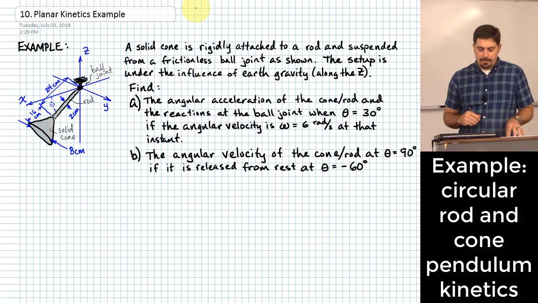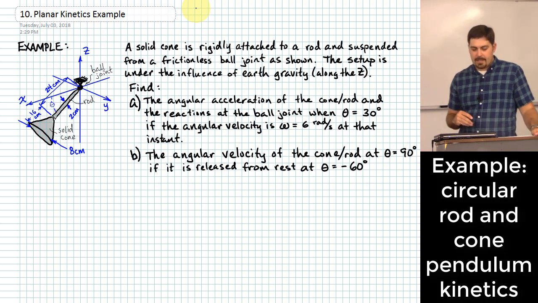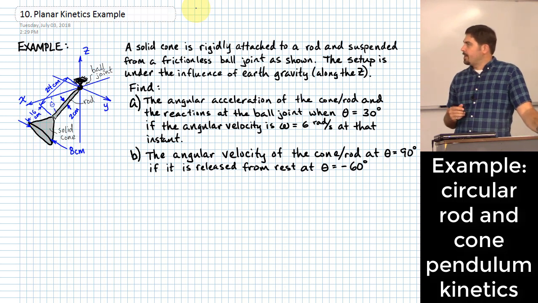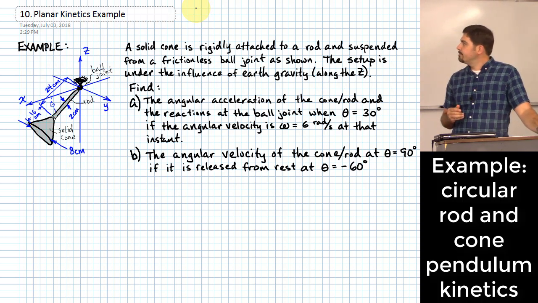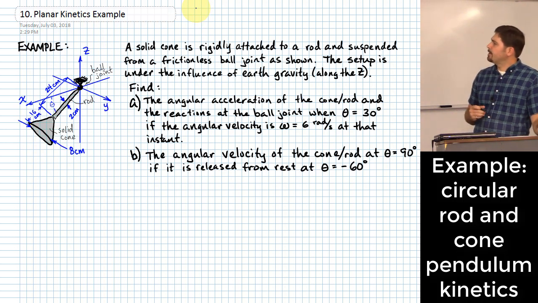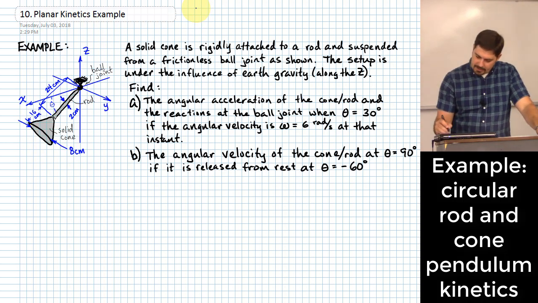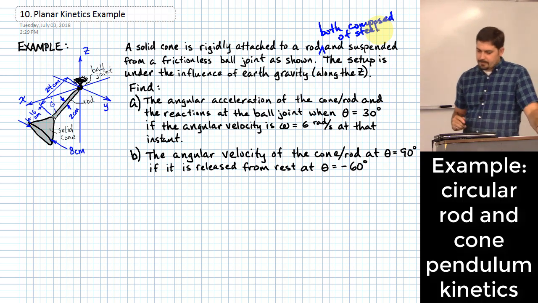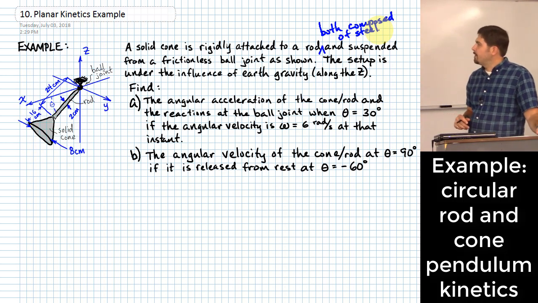Here's our example problem. It might take you a second to digest what I'm saying here, so let me talk through it. What I have is a solid cone of steel. Actually, I forgot to put that up here. The solid cone is rigidly attached to a rod. Let me put that right up here. Both composed of steel. And they're suspended from a frictionless ball joint as shown.